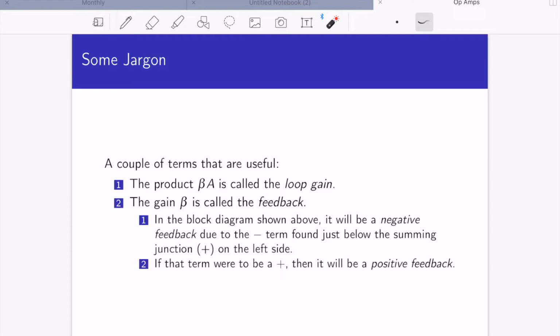A little bit of jargon that we might want to know. Okay, the loop gain is beta times A, and that's just called the loop gain. Beta is called the feedback gain. And in the diagram above, we have, again, negative feedback because we have that minus term on the summing junction. If we had had a positive there, so we were adding beta A, it would be positive feedback.